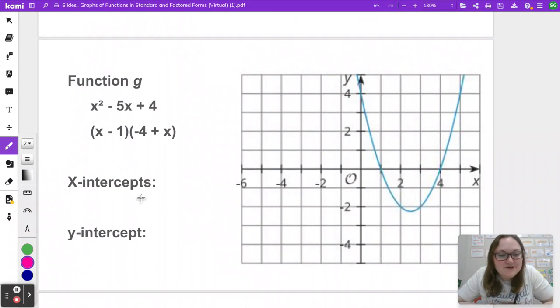So here, same question. What are the x-intercepts and the y-intercept of this parabola over here that's represented by these 2 quadratics? Pause the video here, identify the x-intercepts and y-intercept, and then come back and see how you did.